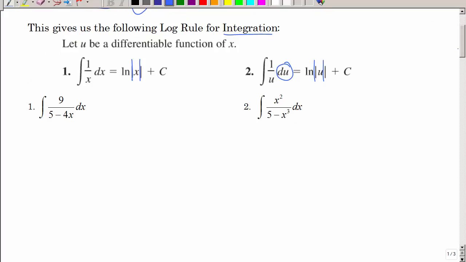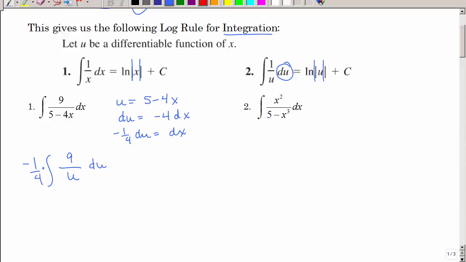So let's look at these first examples. We have a fraction where we have our variable in the denominator. So if I let u equal 5 minus 4x, then du would be negative 4 dx. And solving for dx, we would have that. So this integral now becomes 9 over u times negative 1/4 du.